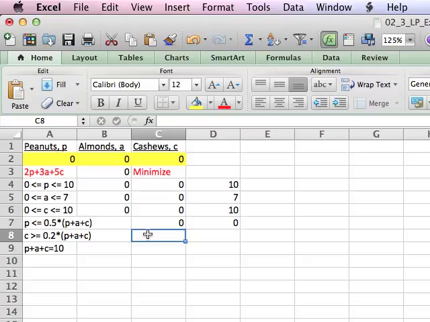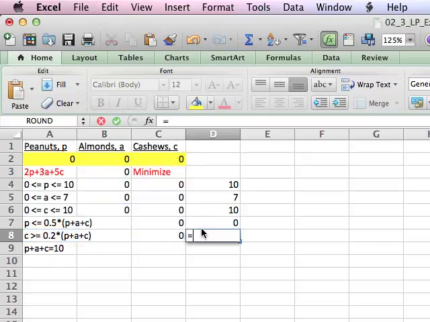Same thing over here. This time what's on the right is actually a lower bound, but because of the way we've written it, we'll still do the variables. In this case, always are going to be in column C. So I first want to reference cashews, and then I want that to be greater than or equal to the expression 0.2 times, sorry, I was blocking that, 0.2 times P plus A plus C. Whoops, I actually typed out C. C2 is C this time.